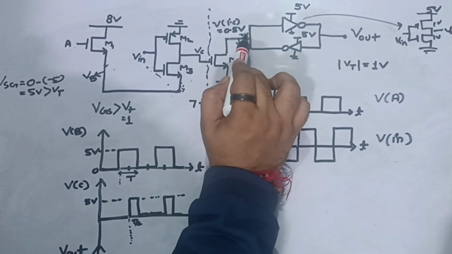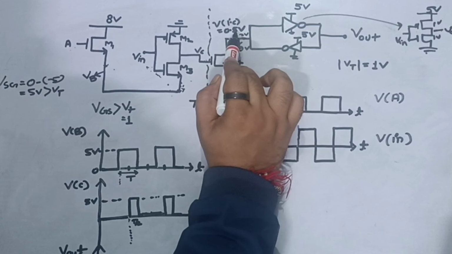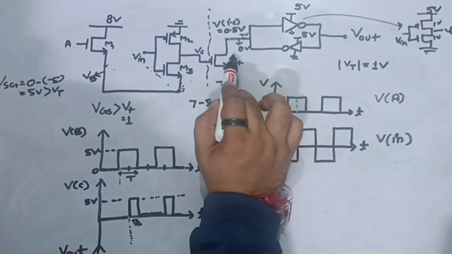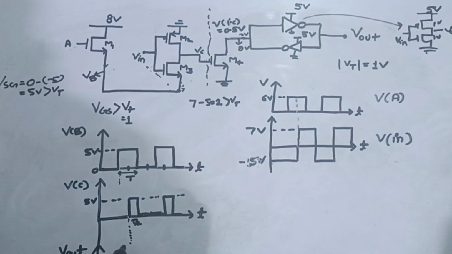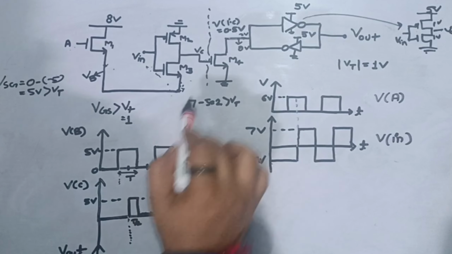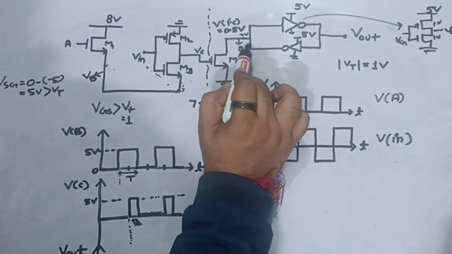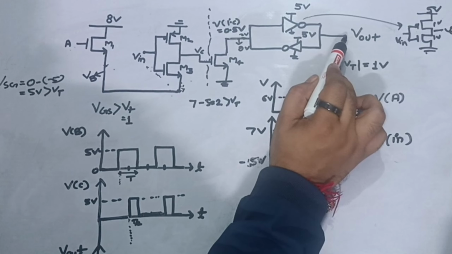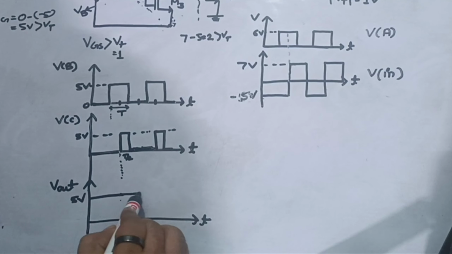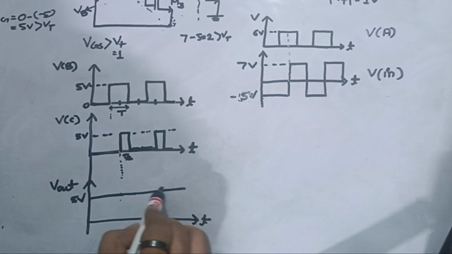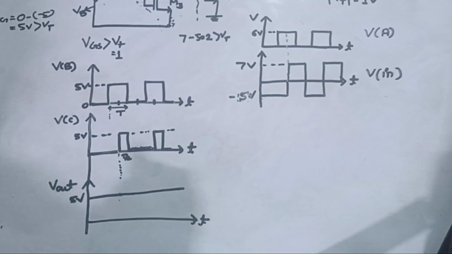Now 0.5 volt will not come into the picture, it was only for the initial condition. Since this M4 has already turned off in one cycle, once in the second cycle it turns off, this net will hold its previous state, so it will be sitting at 0 volt. That means output will again come as 5 volt. So throughout the time range, your V out will always sit at 5 volt. So this is the answer to this question.